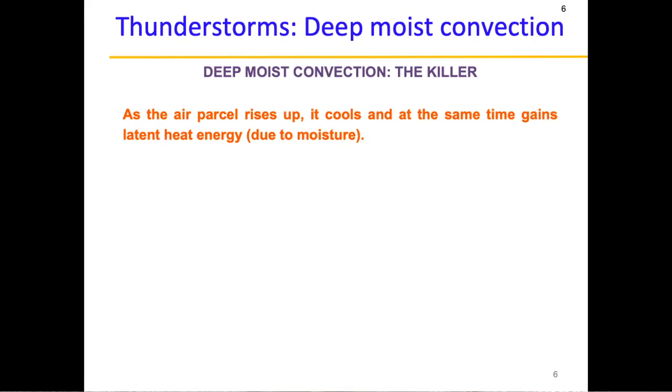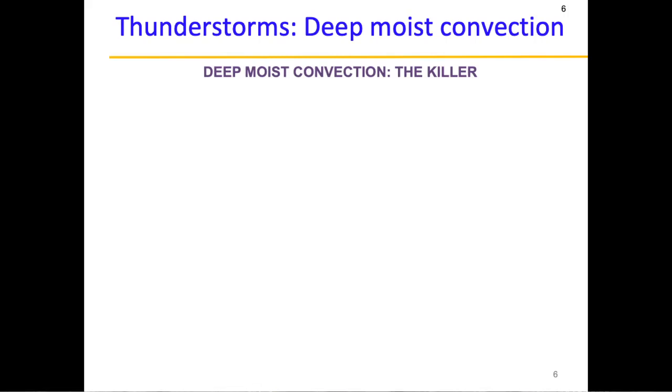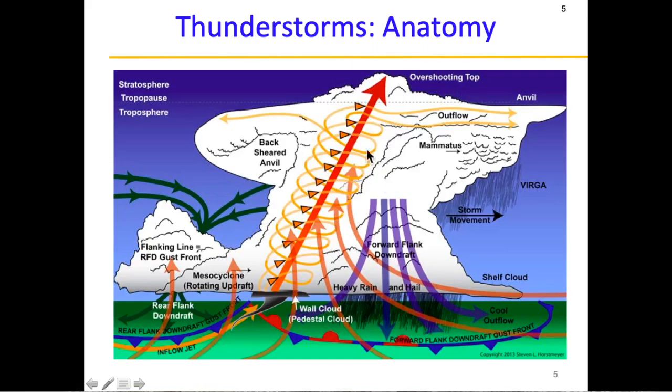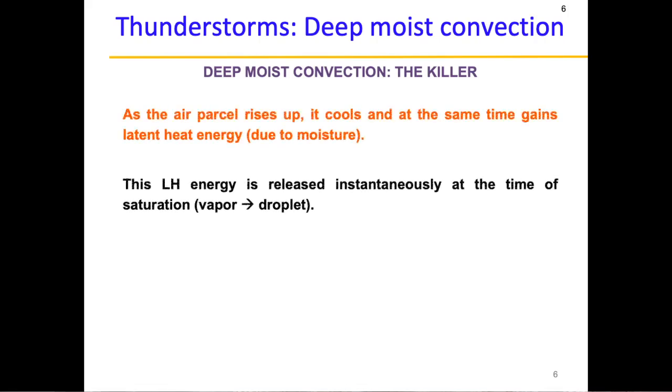So this parcel keeps bringing in a lot of moist air, and as it goes upwards, the water vapor cools, and at the same time, because of the cooling, it releases latent heat energy, because there is a phase change, and the latent heat energy is instantaneously released when saturation happens. That is, the vapor becomes droplets. So what happens here is, somewhere at this location, the vapor has converted into droplets, but even after converting to droplets, the droplet doesn't stop moving.